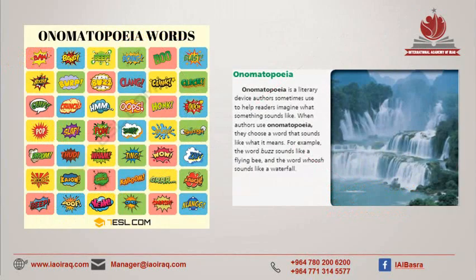Next we're going to talk about onomatopoeia. It's quite a tricky word to say. Onomatopoeia. Onomatopoeia is a literary device authors sometimes use to help readers imagine what something sounds like. When authors use onomatopoeia, they choose a word that sounds like what it means. For example, the word buzz sounds like a flying bee, and the word whoosh sounds like a waterfall. So often you hear or you read about people saying the bee buzzed. And if you say the word buzz, it kind of sounds like what the bee actually sounds like in real life.